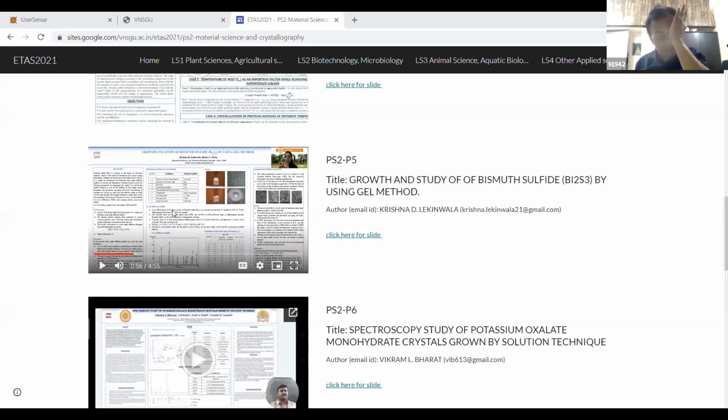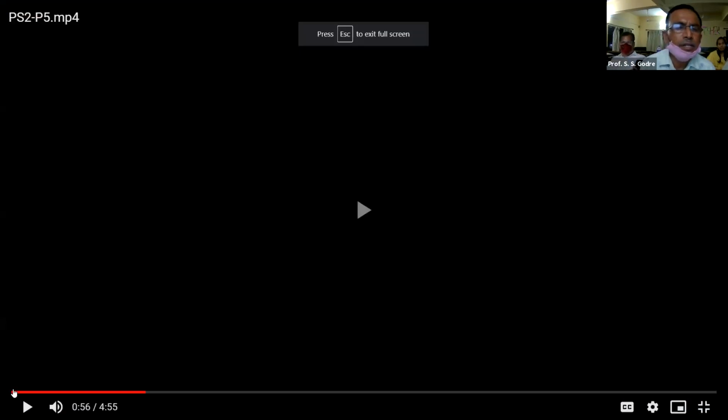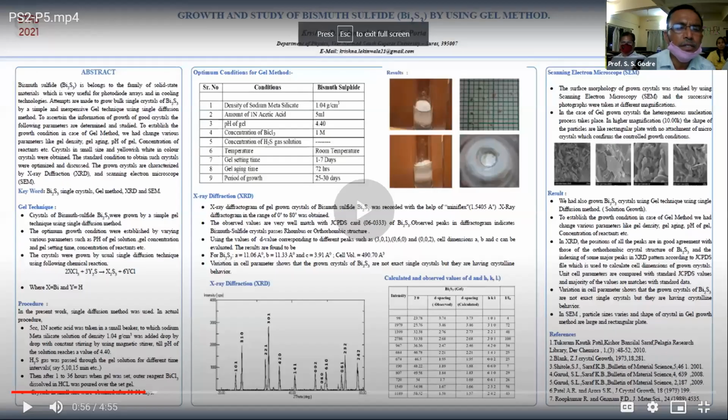Crystals of bismuth sulfide were grown by a simple gel technique using a single diffusion method. Just a minute, the poster is not visible. Concentration, gel setting time, etc. And the crystals were grown by using a. So is it now visible?